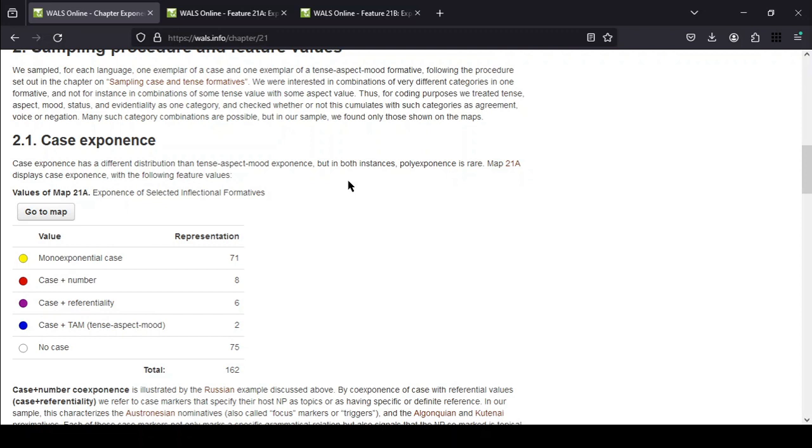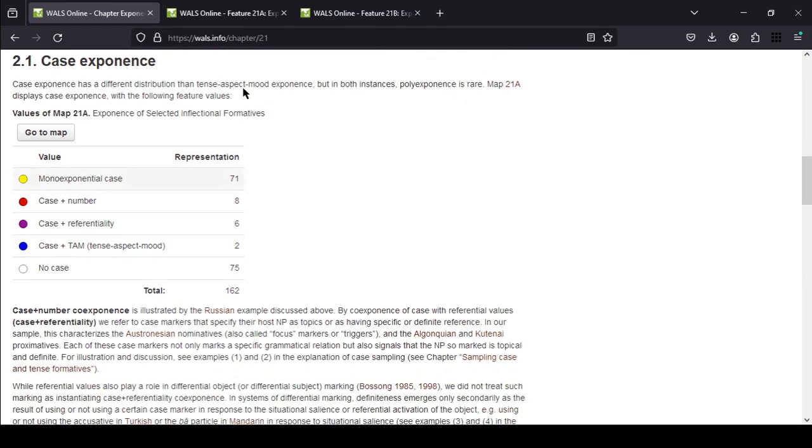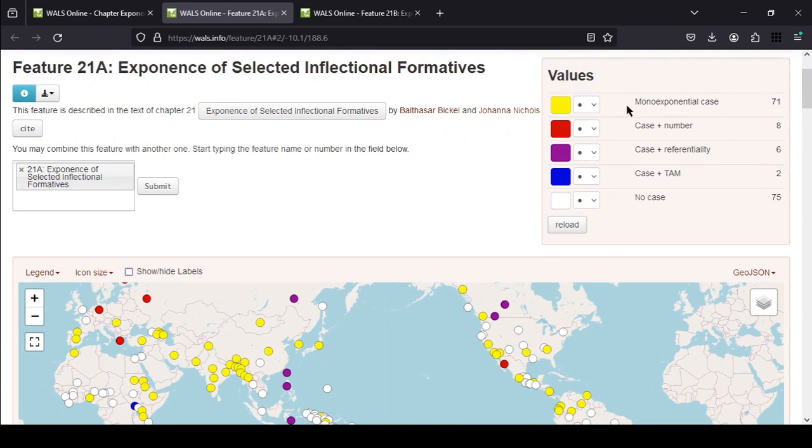Case exponents has a different distribution than TAM exponents, but in both instances, polyexponents is rare. Map 21A displays case exponents with the following feature values. So yellow is mono-exponential case. Red is case and number mangled together.